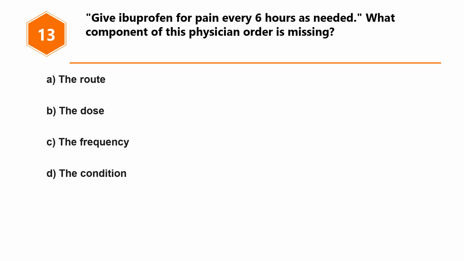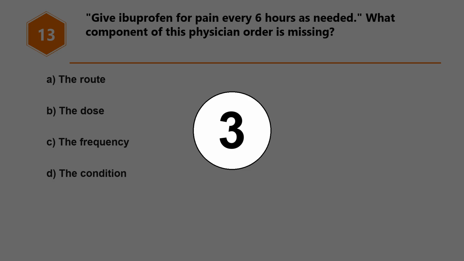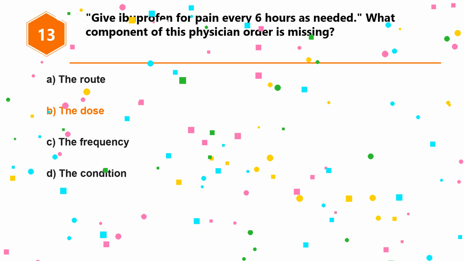Question 13. Give ibuprofen for pain every 6 hours as needed. What component of this physician order is missing? Option A. The route. Option B. The dose. Option C. The frequency. Option D. The condition. The correct answer is option B, the dose.